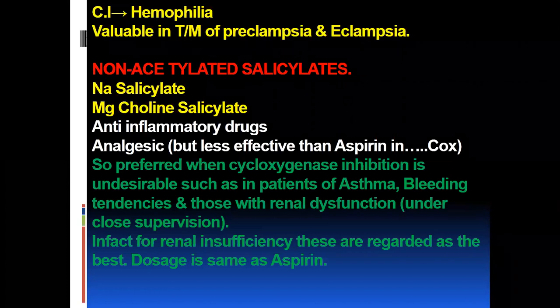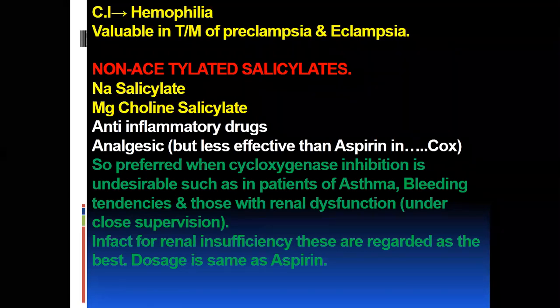So, in fact, for renal insufficiency, these are regarded as the best. Dosage is the same as that of aspirin. So that was the non-acetylated salicylates. These have less anti-inflammatory and less analgesic action and fewer side effects.